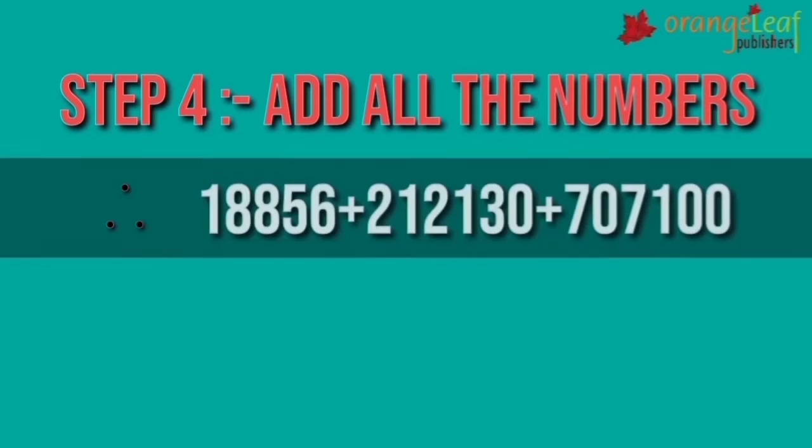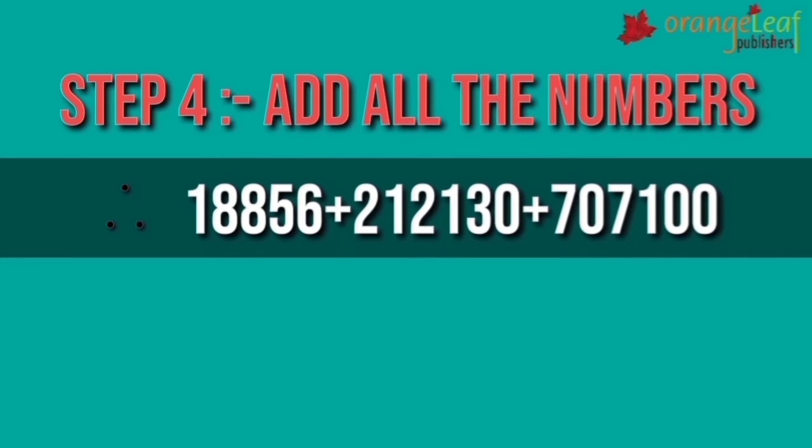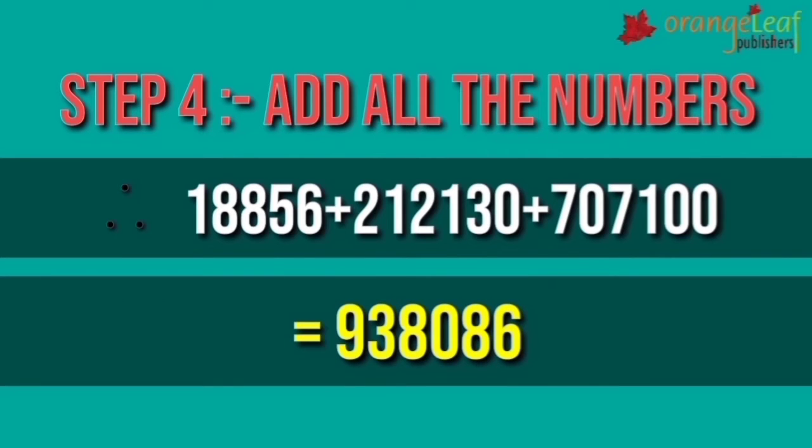Therefore, 18,856 plus 2,12,130 plus 7,71,100 is equal to 9,38,086.